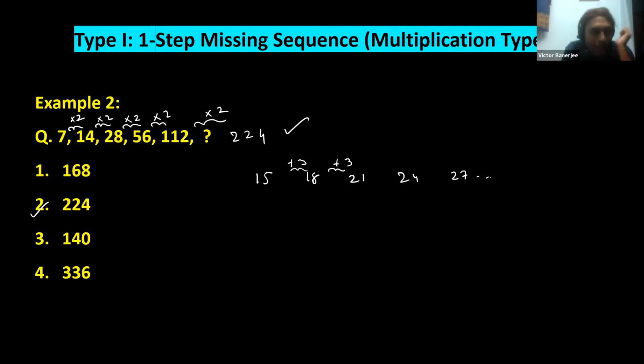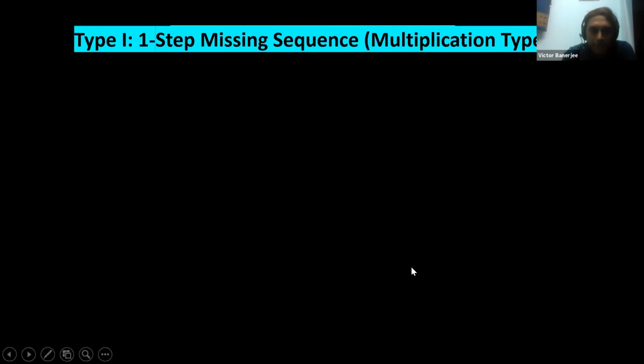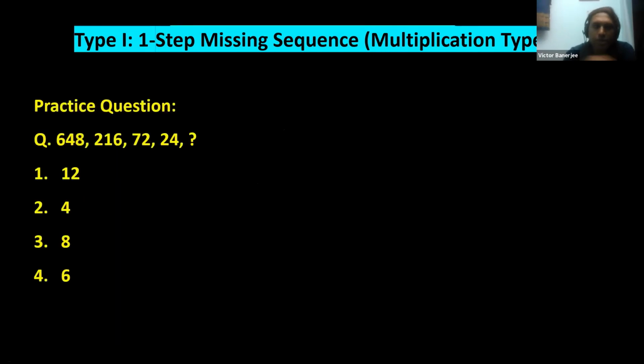Okay, so that's a quick hint to understand whether it's addition or multiplication: you see whether it's a slow change or an abrupt change. With abrupt change, there would be another kind of change also. It can be square or cube; square is also multiplication. Now I give you an example. Guys, I have a question for you: 648, 216, 72, 24. What is the next number? Tell me quickly.